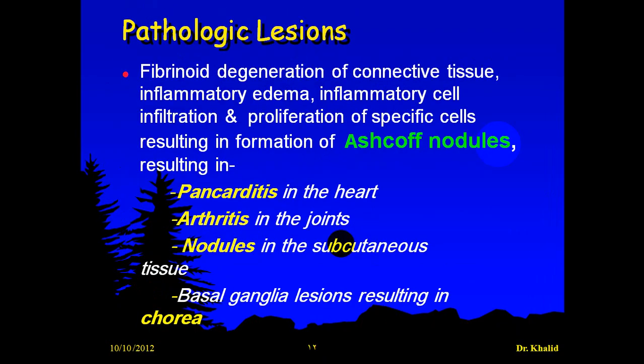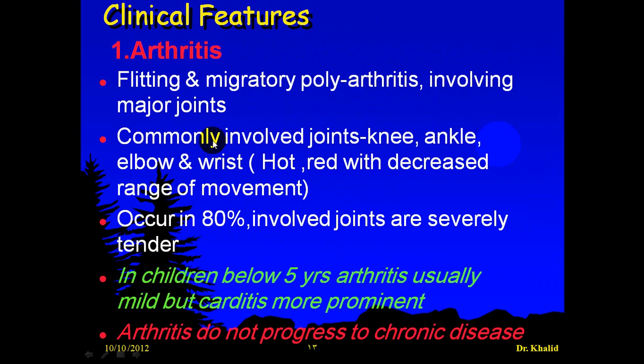The lesion is fibrinoid degeneration of connective tissue, inflammatory edema, inflammatory cell infiltration, and proliferation of specific cells, resulting in the formation of Aschoff nodules that cause carditis, arthritis, nodules, and basal ganglial disease. And we will discuss the major criteria.